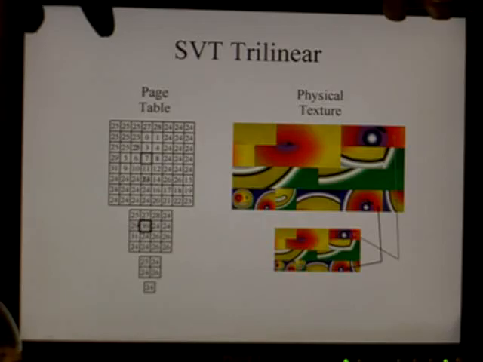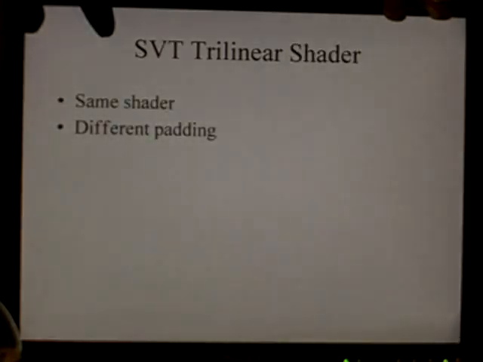So all I need to do is make sure that these 2 pieces of data match: the once-MIPed data for one MIP level matches the raw data for the other MIP level. As long as those have exactly the same texels in them, then that transition will be seamless. So basically, I'm going to use the same shader, and I need to put in more padding. That seems like it basically works, but there's a problem.